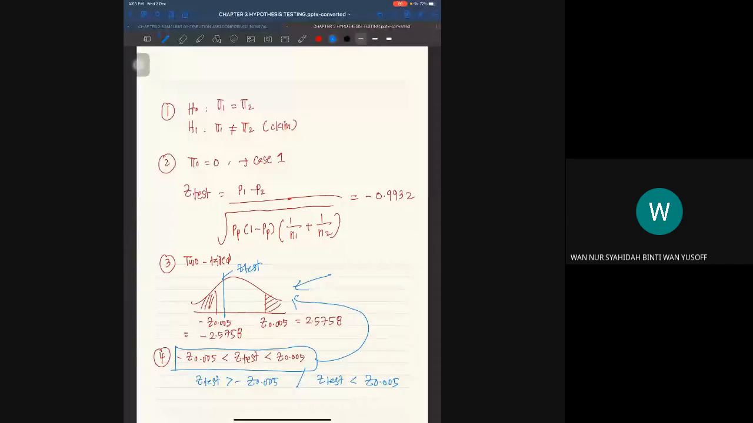If there is no figure and you write only either one here, then you might lose some marks, because this is not correct. When the test statistic is in between, it is compulsory to state both critical values. So what is your decision here? Do not reject H0.